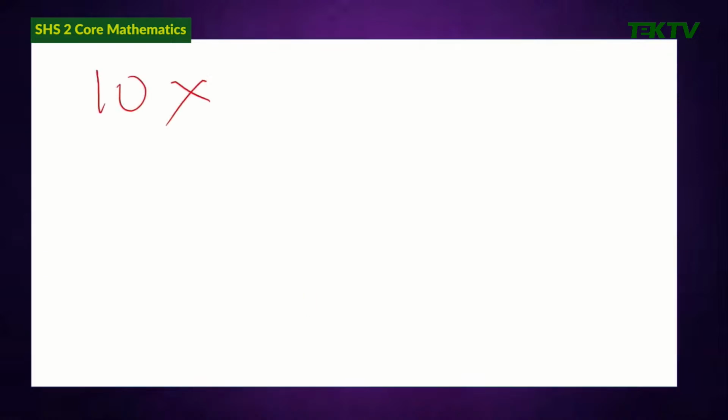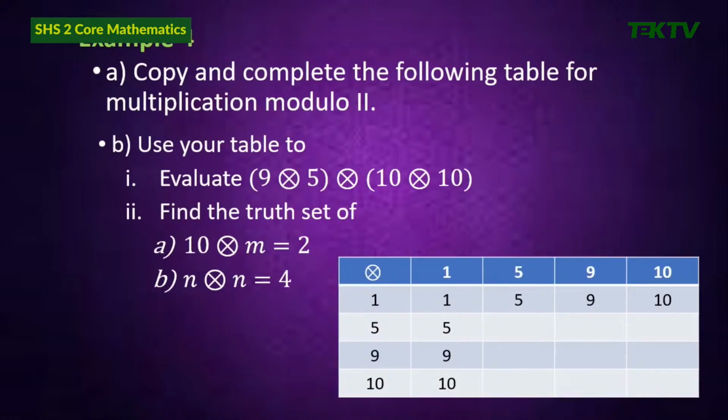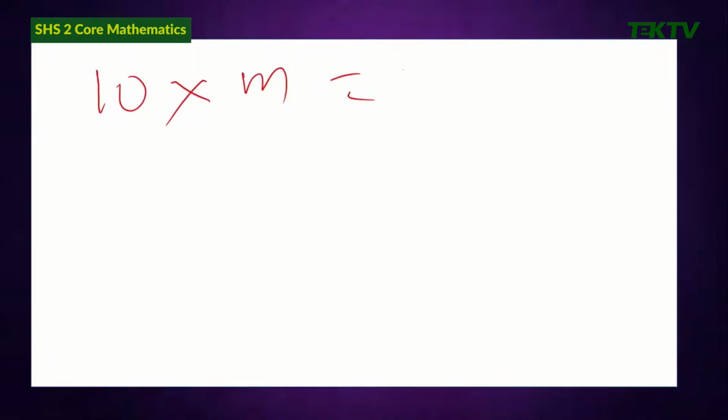Ten times a certain number m equals 2. So in place of m, let's use 1. If you write 1 here, check whether 10 times 1 will give you 2 on the table. 10 times 1, that is not 2, so it means 1 will not work.